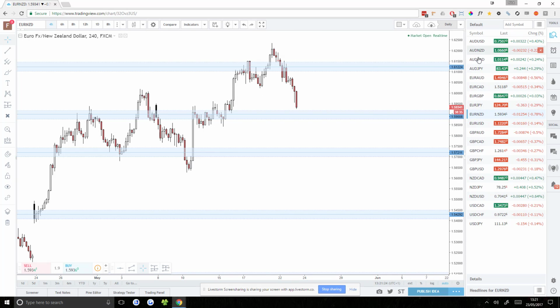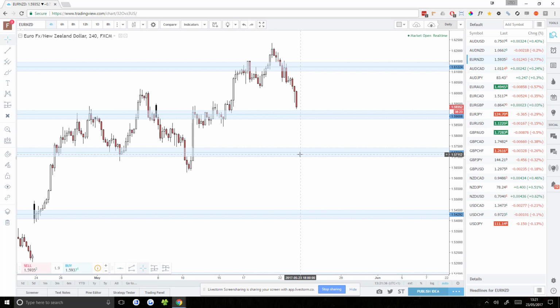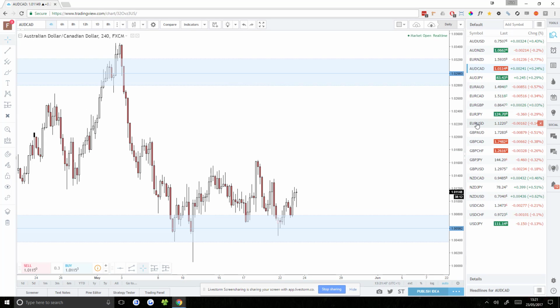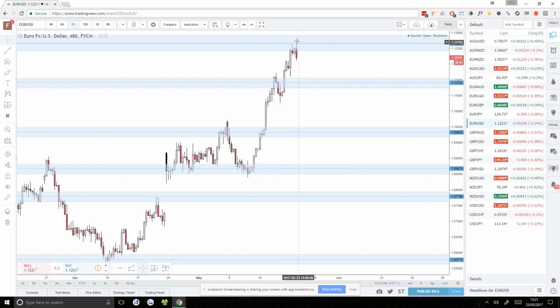Euro New Zealand, very similar to AUD New Zealand at the moment. So AUD New Zealand is trending down. Euro New Zealand is trending down. Looks like it might hit this area. Potential reversal here. It's worth keeping an eye on, but it's nothing to get terribly excited over. EURUSD, where is it? That's what we're up to. EURUSD. Now, there was a short trade here yesterday. Some people took it.